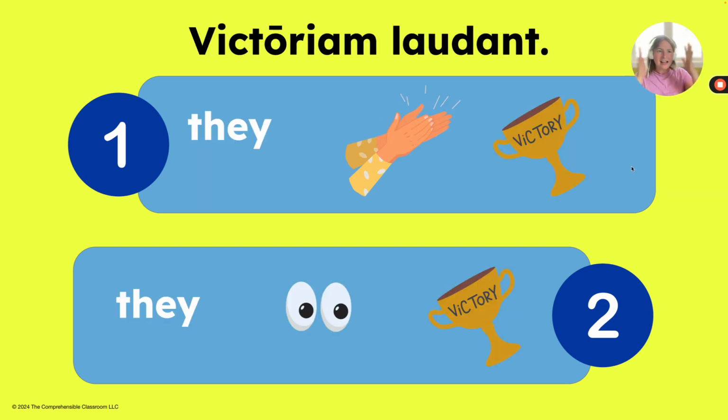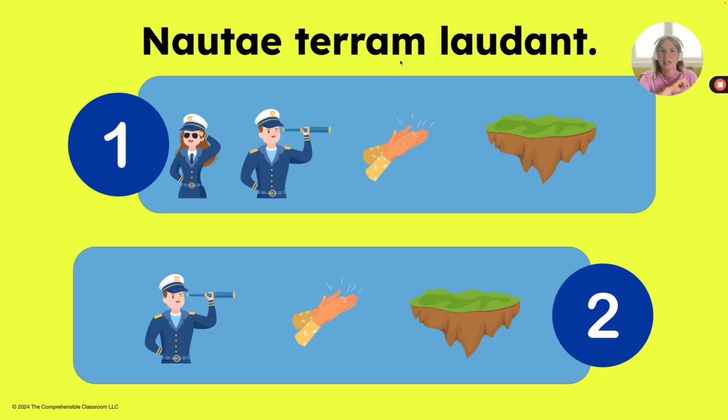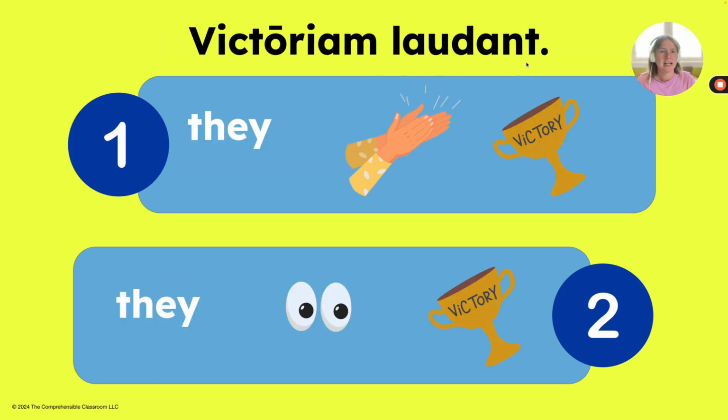Victoriam laudant. It's an AM, so it's not the subject. So the subject is going to be implied. NT means they. They laudant, they praise. Number 1, they praise the victory, singular.